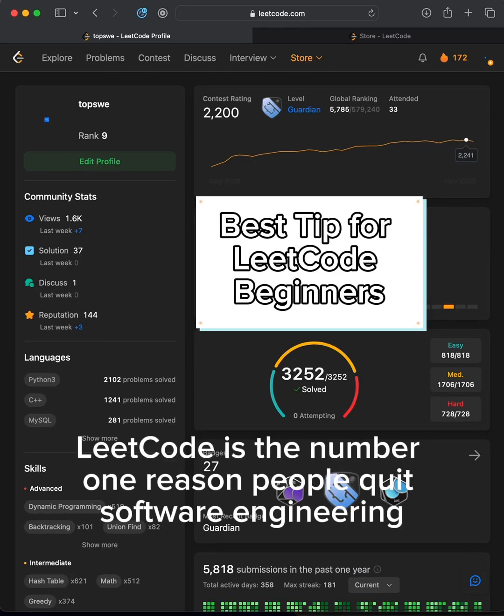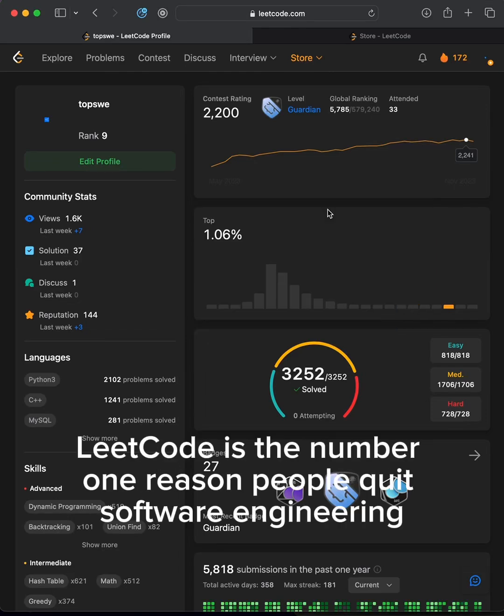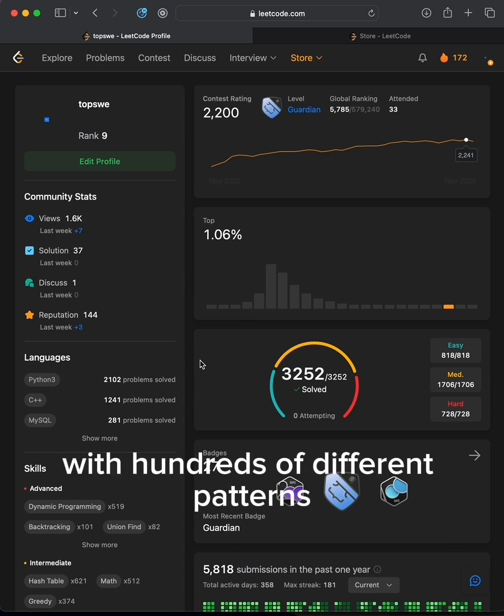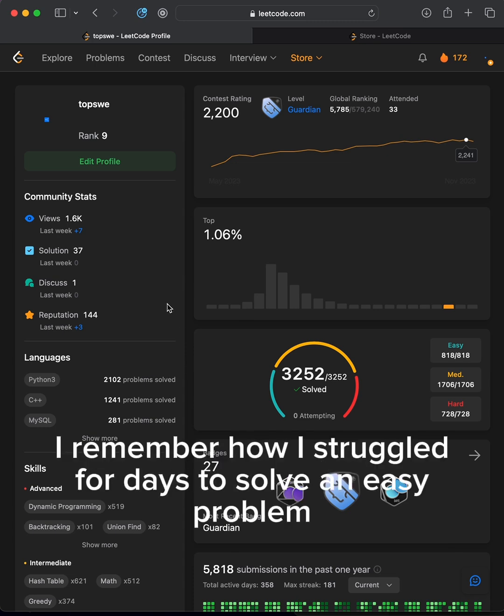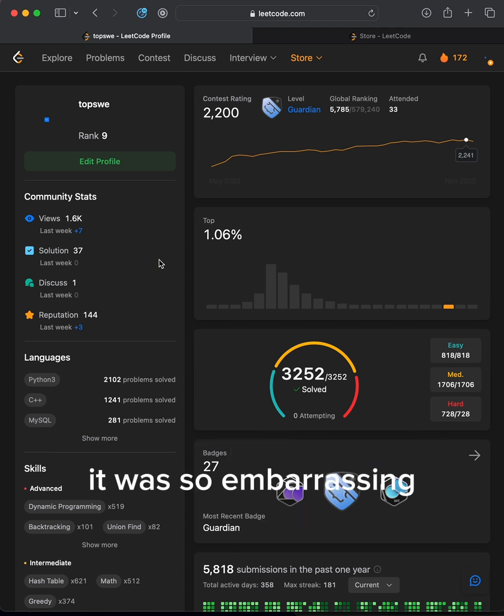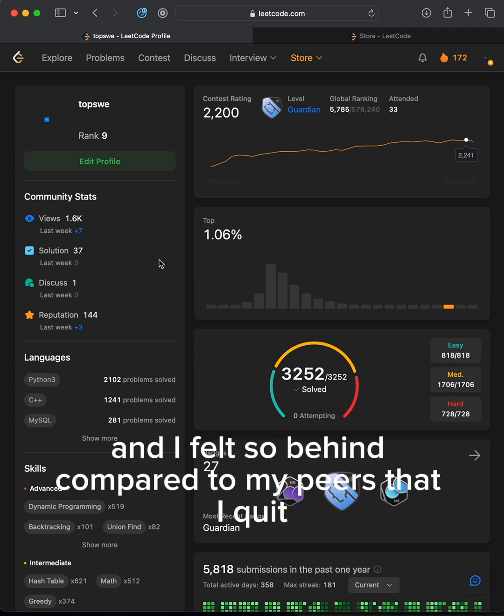LeetCode is difficult. LeetCode is the number one reason people quit software engineering, because there's over 3,000 problems with hundreds of different patterns. When I first started LeetCode, I remember how I struggled for days to solve an easy problem. It was so embarrassing and I felt so behind compared to my peers that I quit.